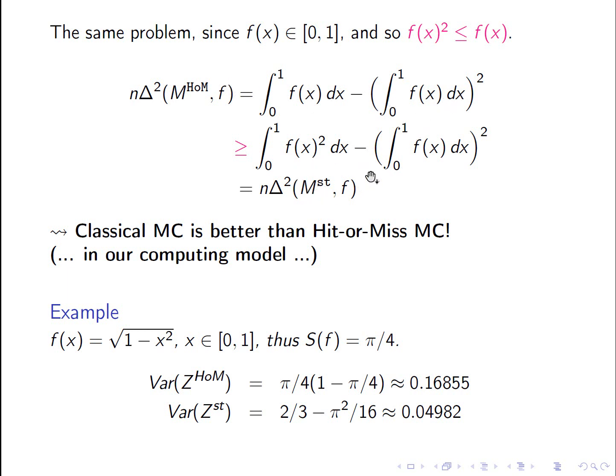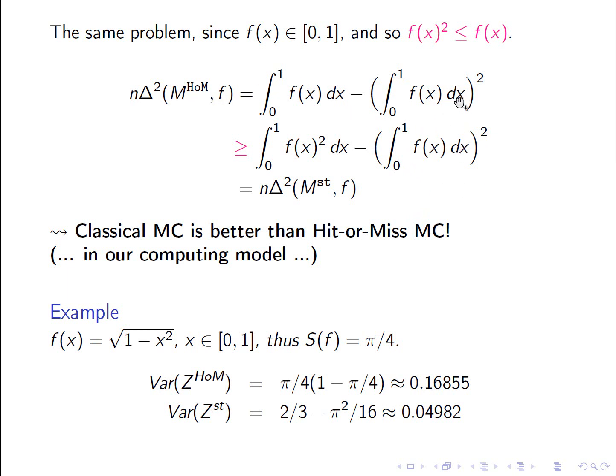If we look at the standard estimator and look at the mean squared error, take it times n, then we have the variance of f of Z1. And what is the variance of f of Z1? Well, that's the integral from 0 to 1 of f of x squared dx, minus the integral of f of x from 0 to 1, and this squared.